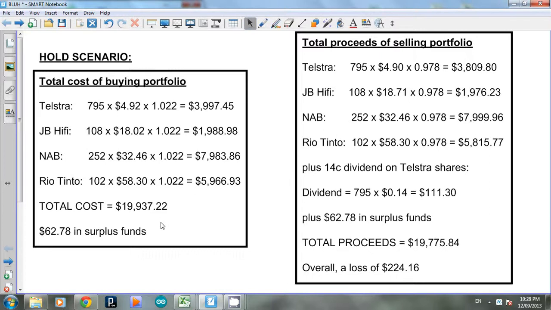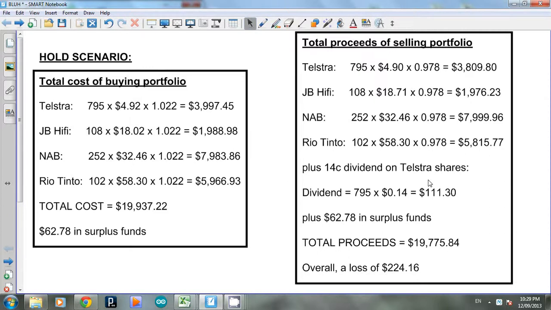So I held those for 5 weeks, and I sold them. So over here I've worked out the proceeds from selling each of the bundles of shares. So for instance, Telstra, 795 shares, a closing price at the end of the 5 weeks of $4.90. Multiply those two together and then multiply by 0.978 to factor in the brokerage and the GST. When I do that, I get these four figures here. To that, I have to then add on a 14-cent dividend on Telstra shares.